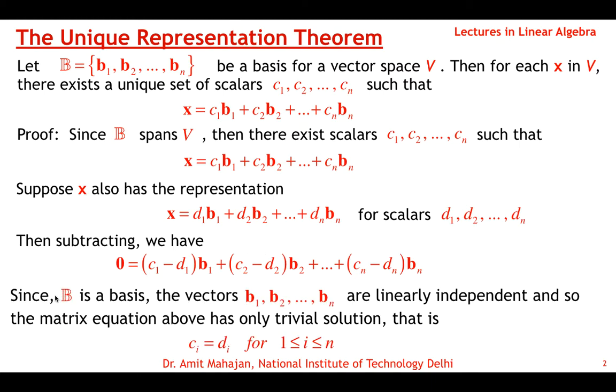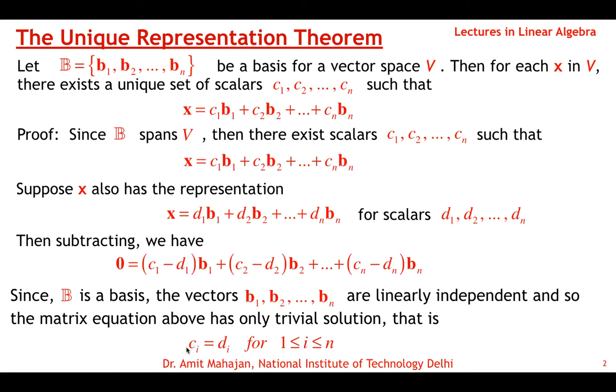Okay, so the proof now is simple. Since B is a basis, these vectors b1, b2, bn are linearly independent. So the matrix equation, this homogeneous equation, only has the trivial solution. That means the first coefficient must be 0, the second coefficient must be 0, and the last coefficient, and so on. Every coefficient must be 0. So c1 minus d1 is 0, c2 minus d2 is 0, cn minus dn is 0.